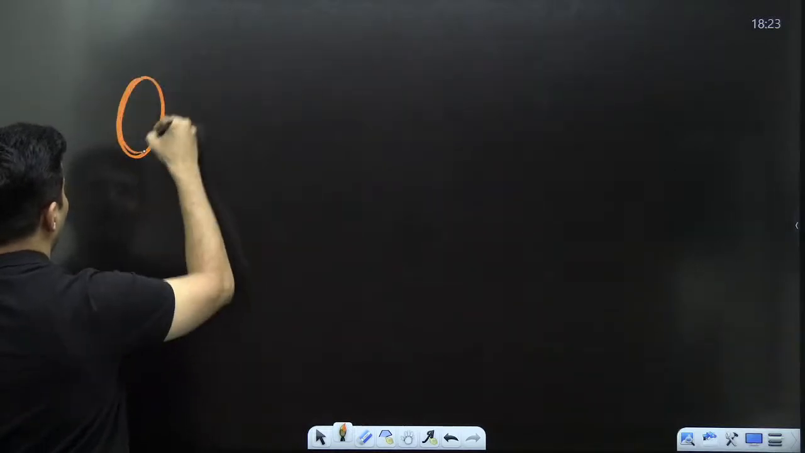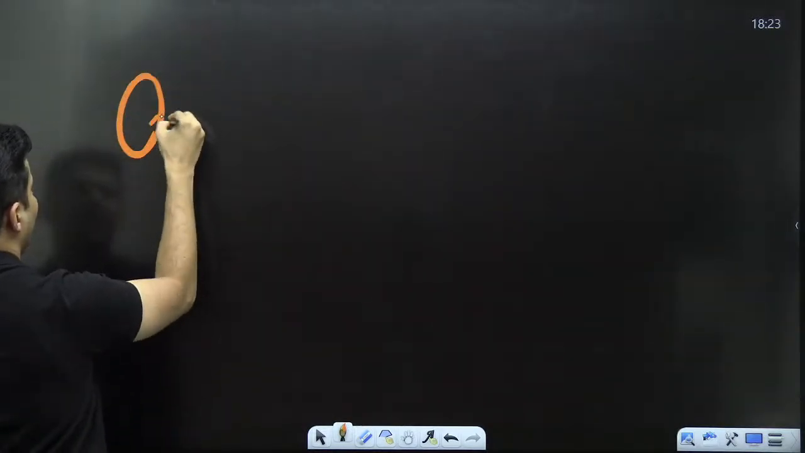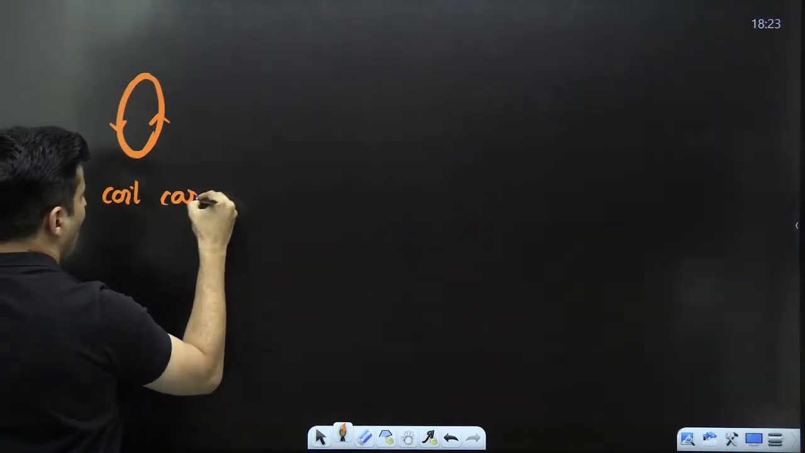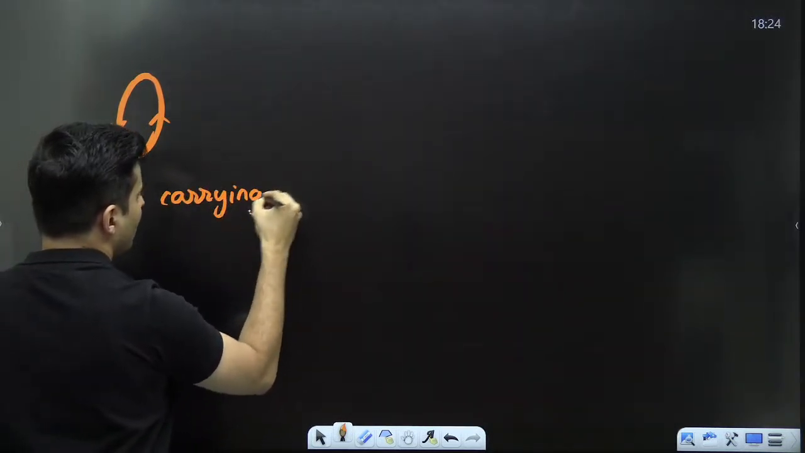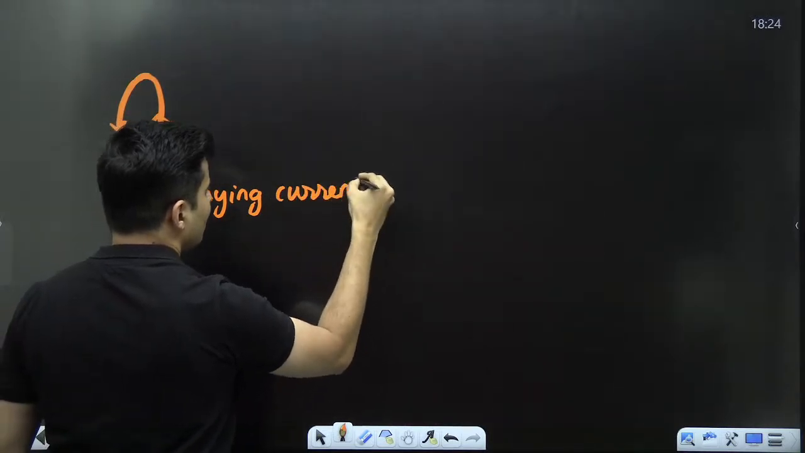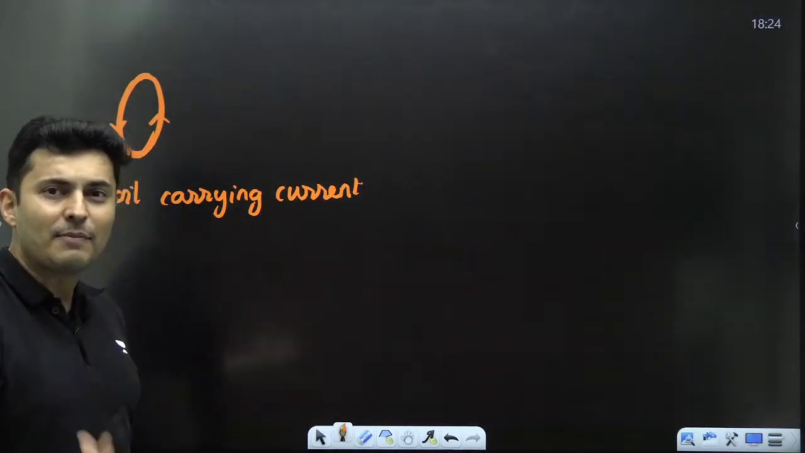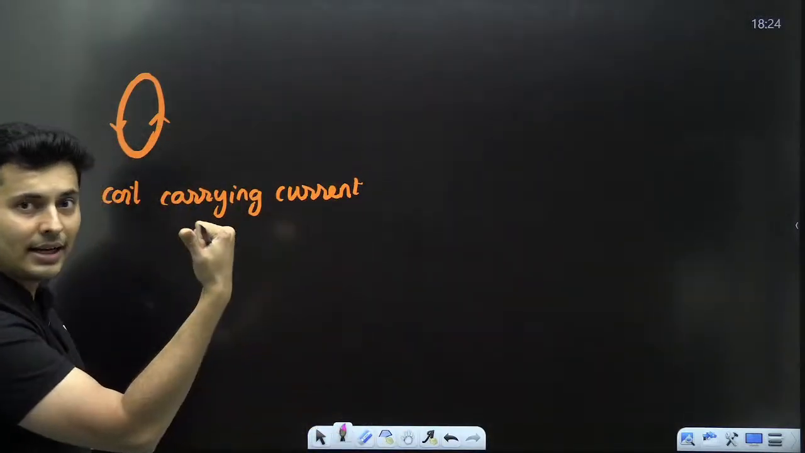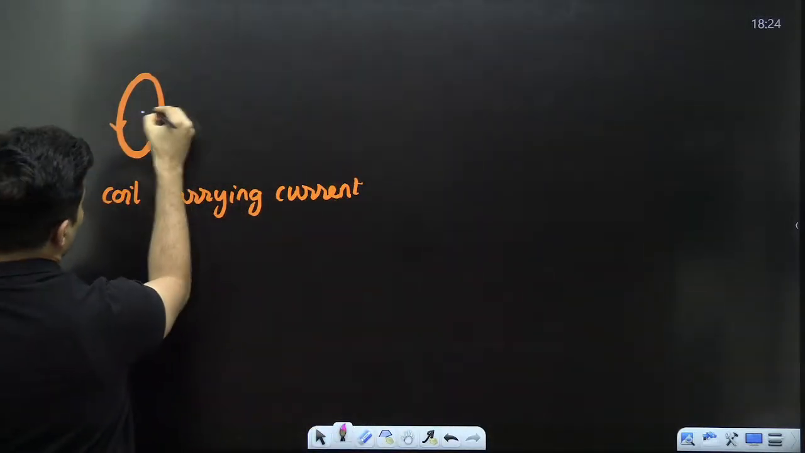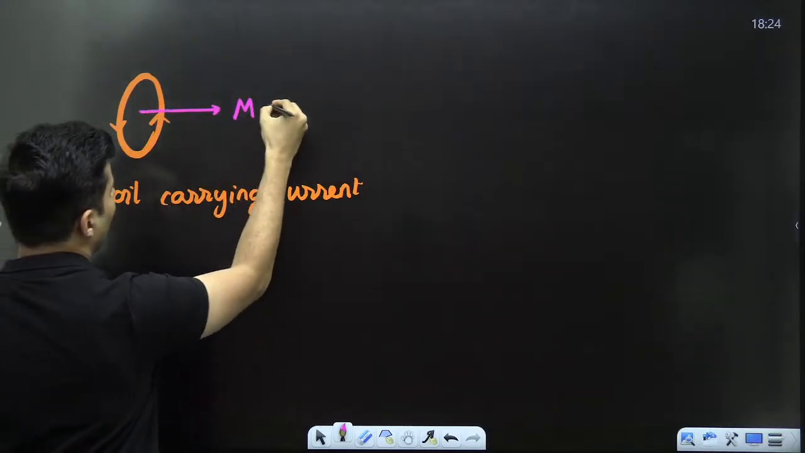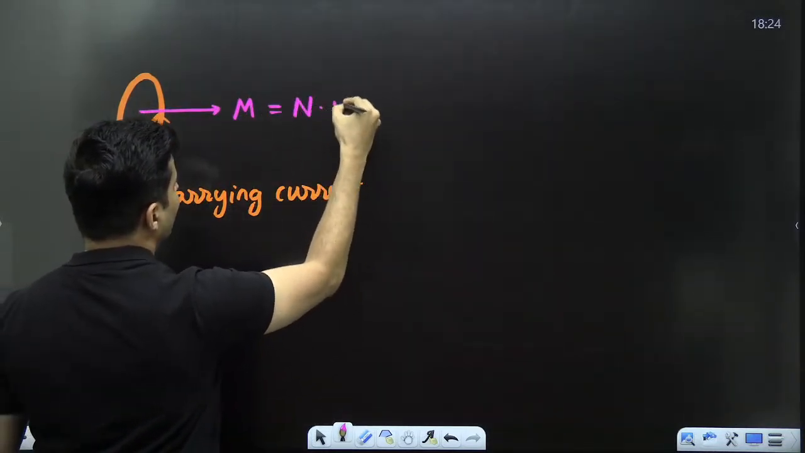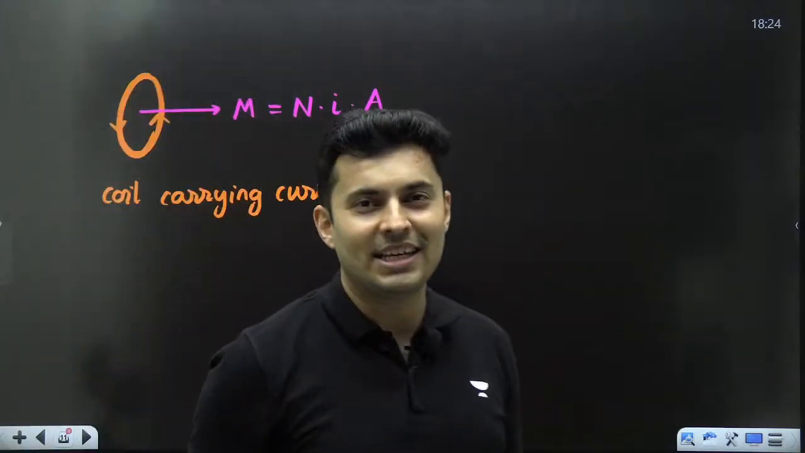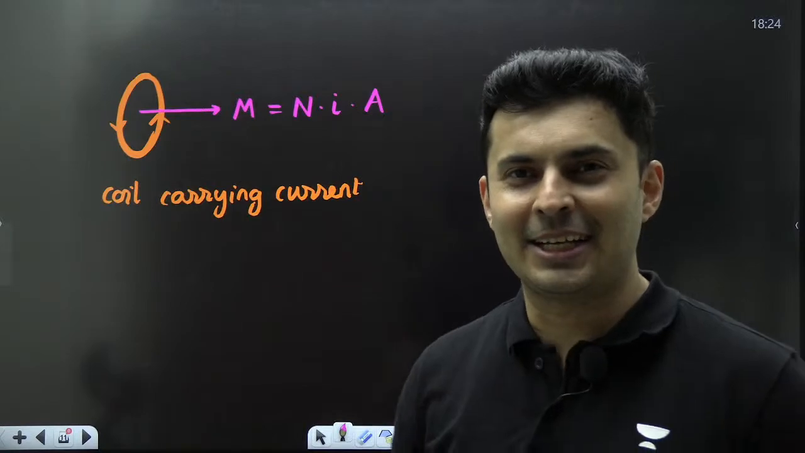If I have a coil carrying current, doesn't that also have its magnetic moment, which we have studied? You use your right hand rule. The current is going like this. Then there is a magnetic dipole moment given by the number of turns into the current in it, into the area. NIA, National Investigation Agency, that is the trick to remember that.